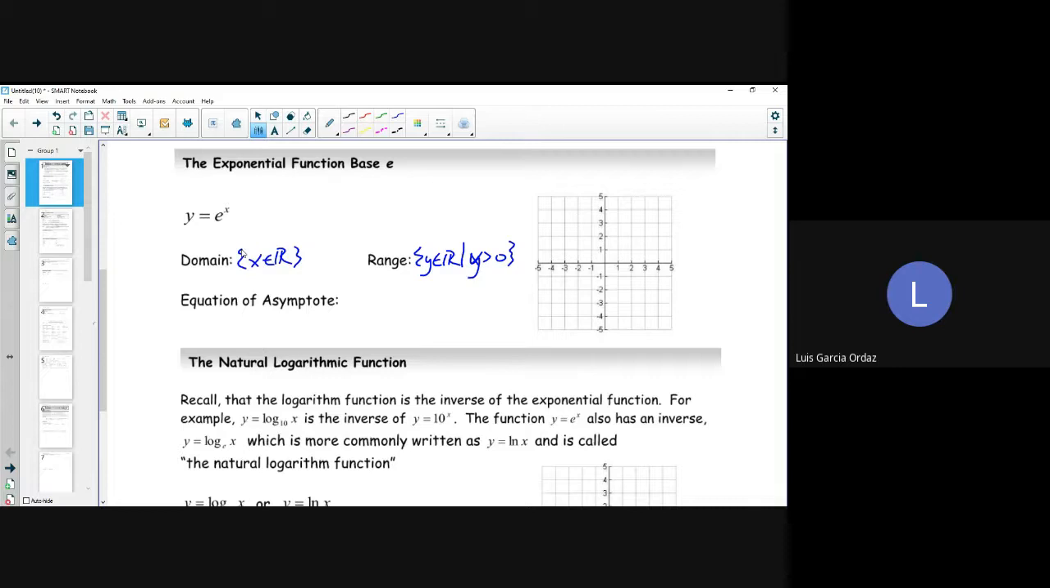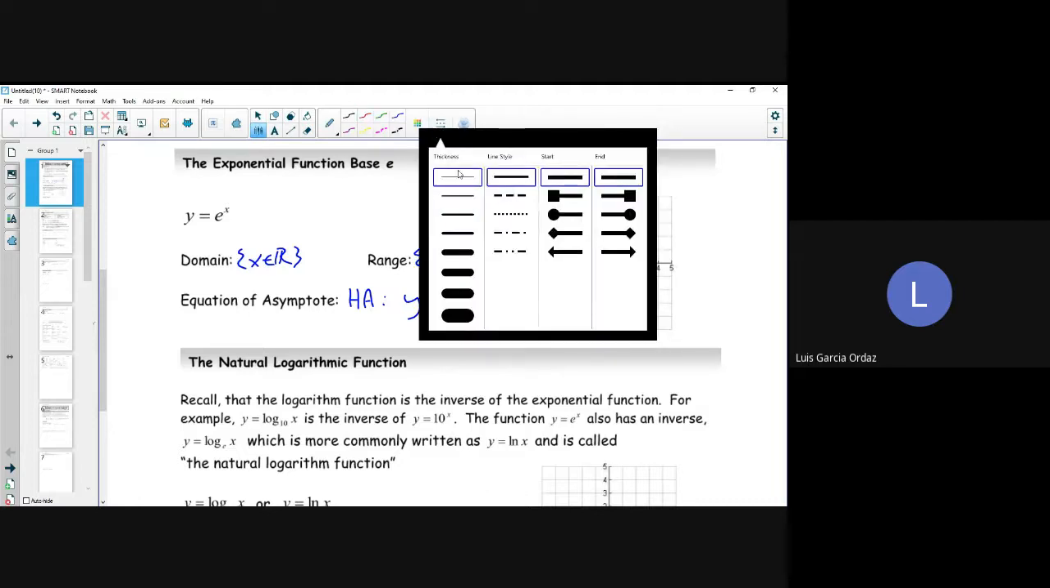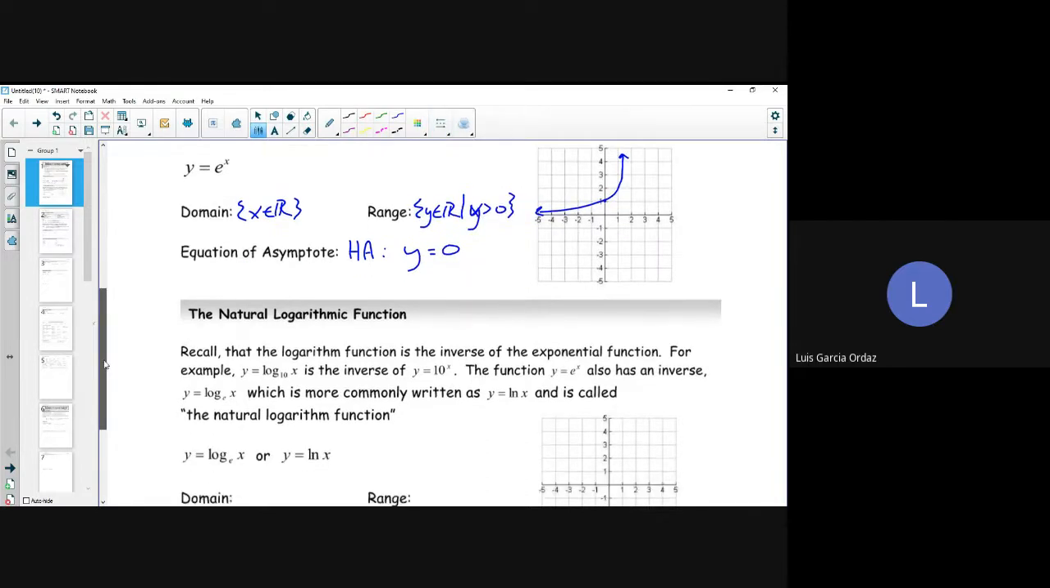And my equation of the asymptote will be y equal to 0. So the way this is going to look is I have at 0 it's 1, and then I'm going to have my function going that way. So that's what e to the x would look like. Again, this is something new, something you probably haven't seen before, which is completely fine with me. And I don't expect you to have learned this in advanced functions as well.